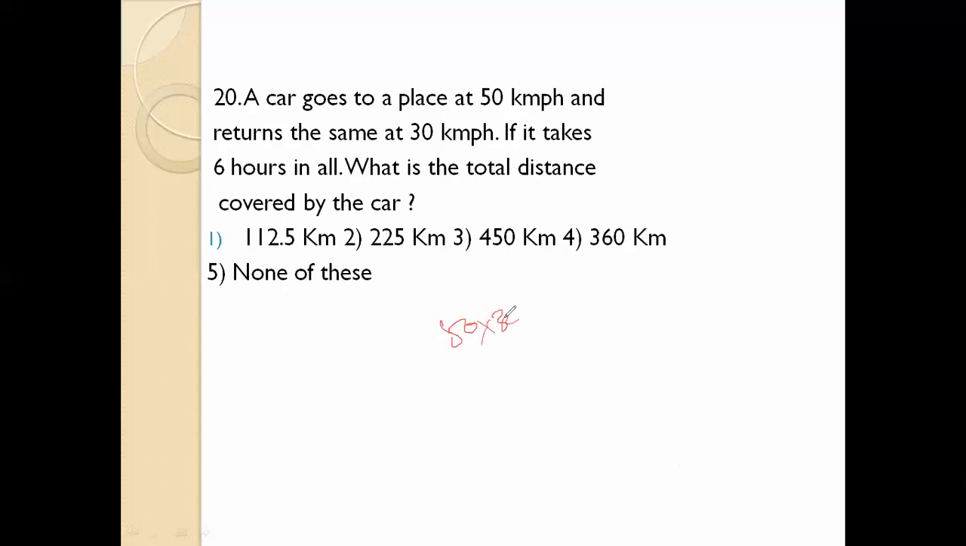50 into 30. Sum of speeds is 80, 60 ... 20, zeros get cancelled. 2 1s are 2, 2 3s are 6. 3 3s are 9, 9 5s are 45, 450 kilometers. So option number 3 is the right answer. Product of speeds by sum of speeds into overall time.